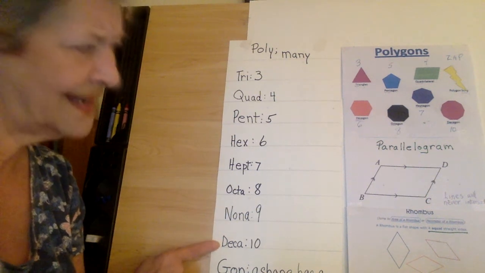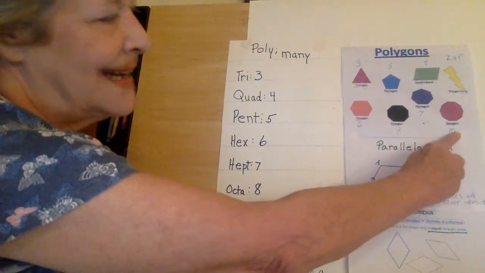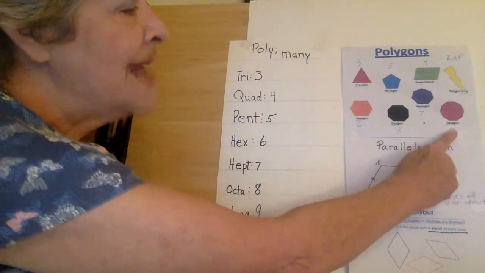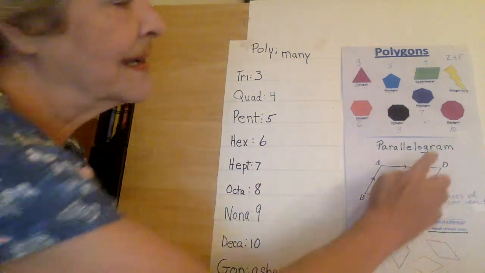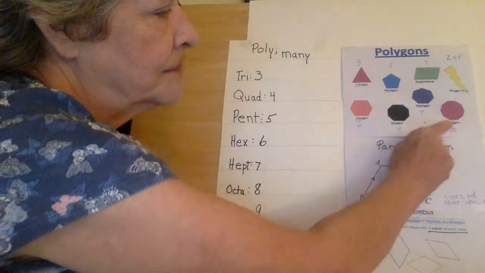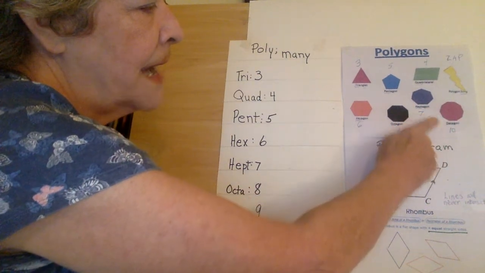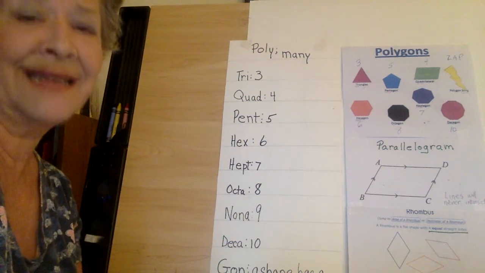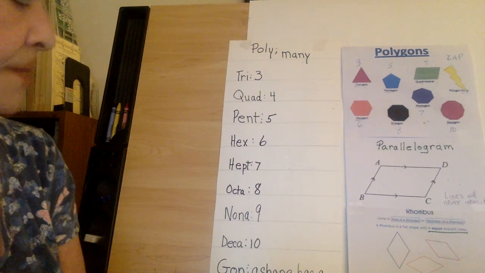Deca. Deca means 10. Come on, you see that. Decagon. 10 sides, 10 angles. Count them. Let's go here. 1, 2, 3, 4, 5, 6, 7, 8, 9, 10. 10 lines, 10 angles.